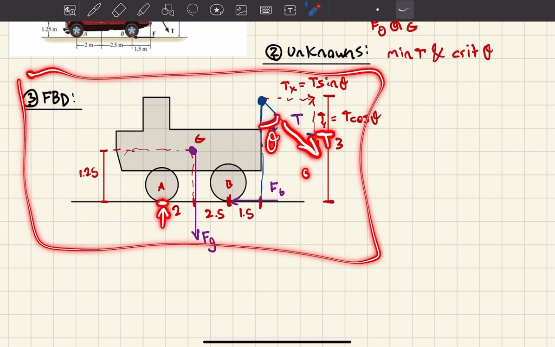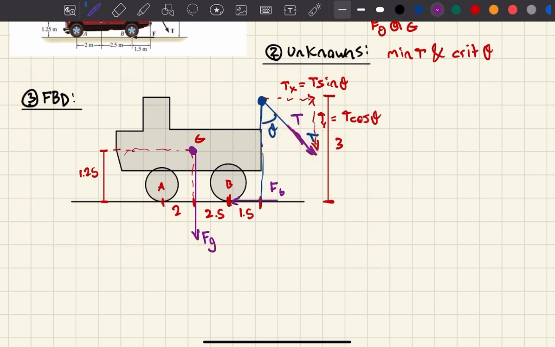It will be infinitesimally, I don't know, very, very slightly off the ground. That's the way I'm going to say it. So you're not going to have a normal force A because it's just infinitesimally off the ground, and you're only going to have NB. So that's what we're going to include.